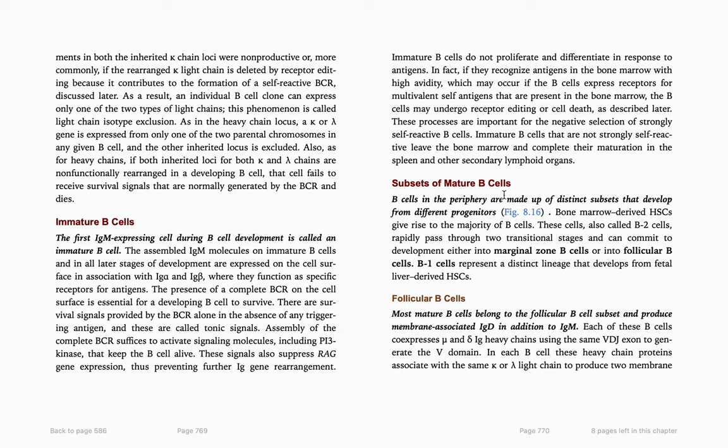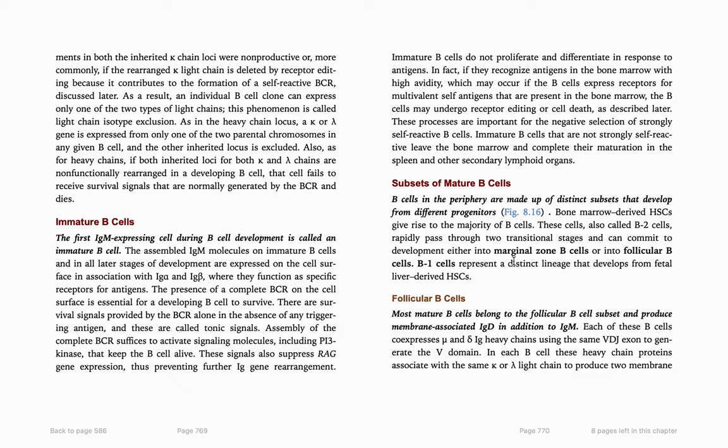Subsets of mature B cells. B cells in the periphery are made of distinct subsets that develop from different progenitors. Bone marrow-derived HSCs, hematopoietic stem cells, give rise to the majority of B cells. These cells, also called B2 cells, rapidly pass through two transitional stages and can commit to development either into marginal zone B cells or into follicular B cells.